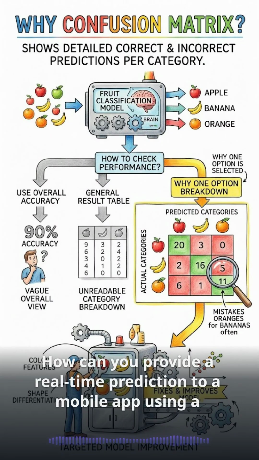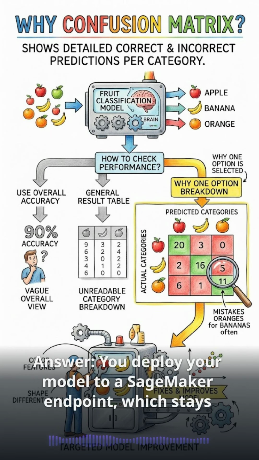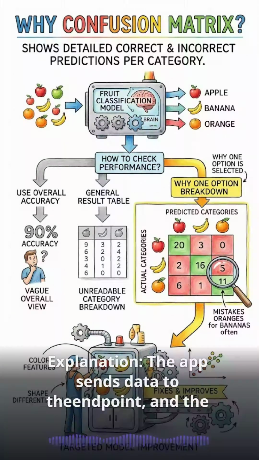70. How can you provide a real-time prediction to a mobile app using a trained SageMaker model? You deploy your model to a SageMaker endpoint, which stays active and ready to answer requests instantly. The app sends data to the endpoint, and the model sends back a prediction in a fraction of a second.